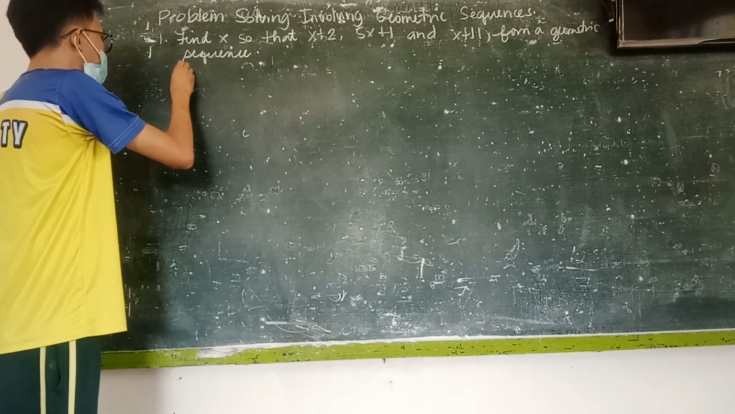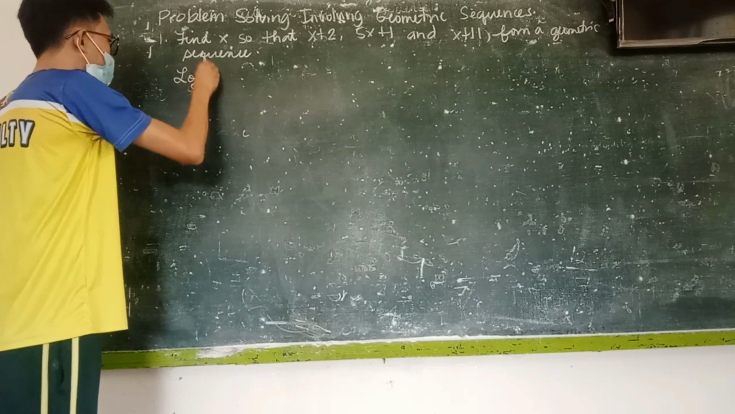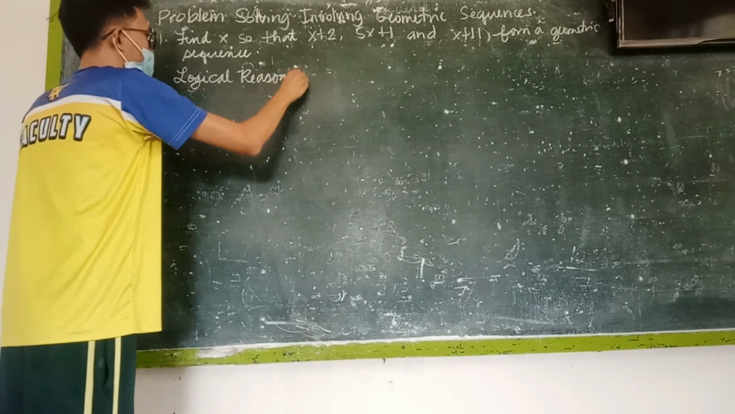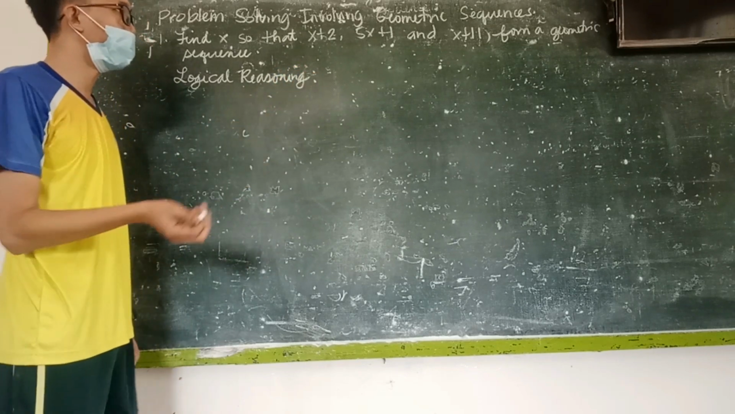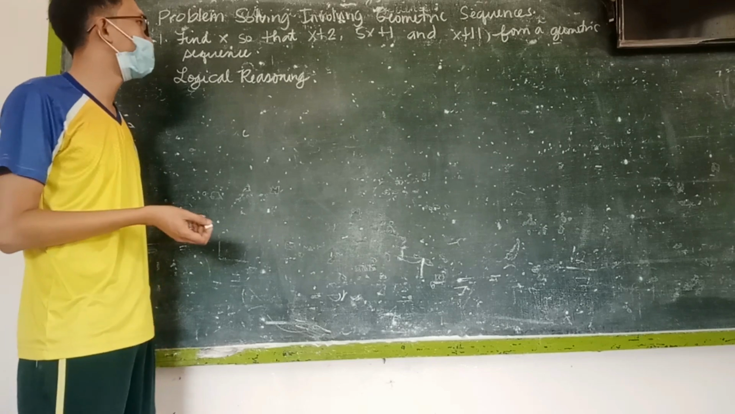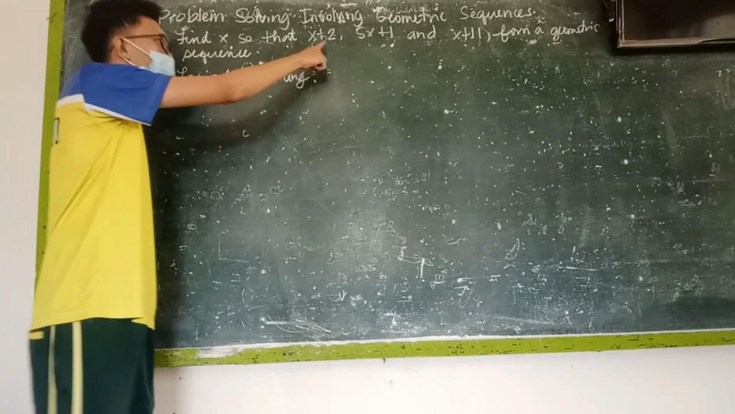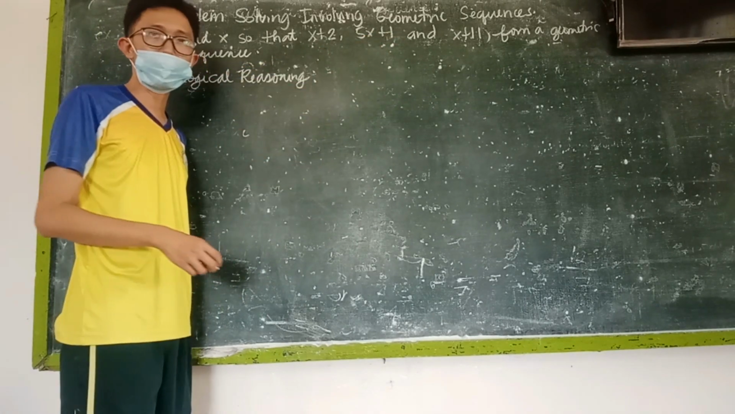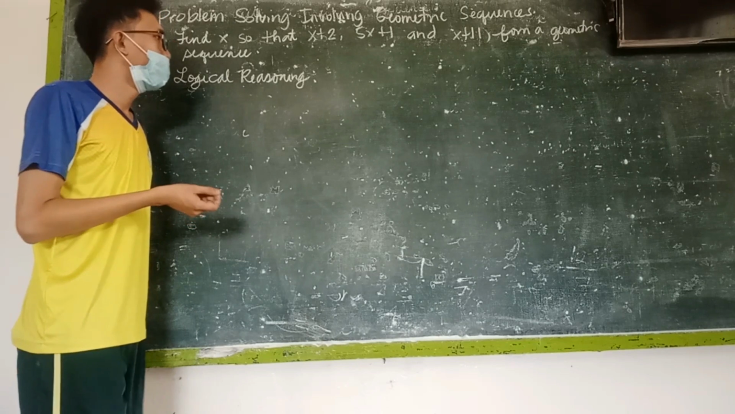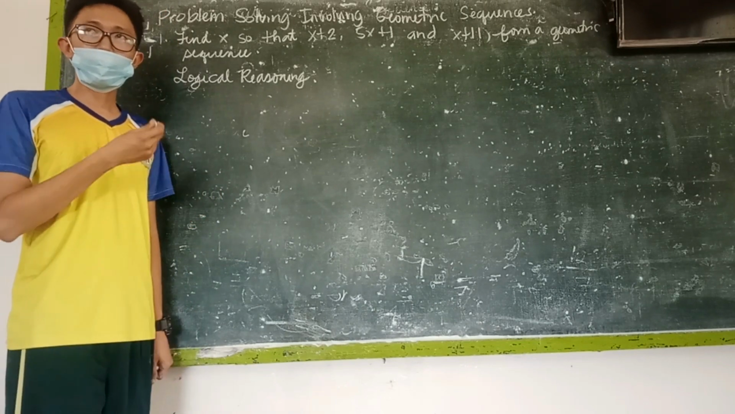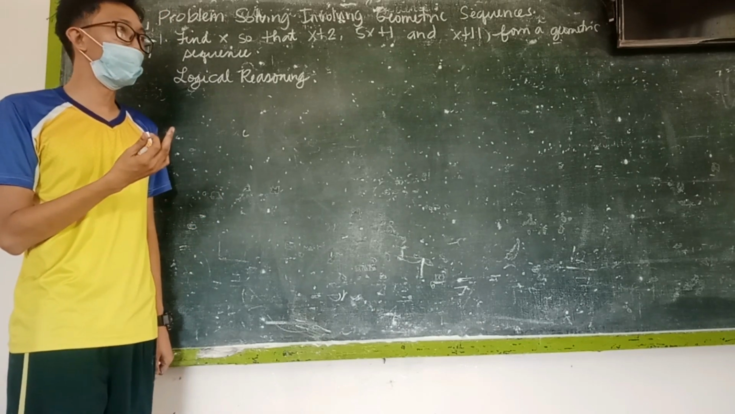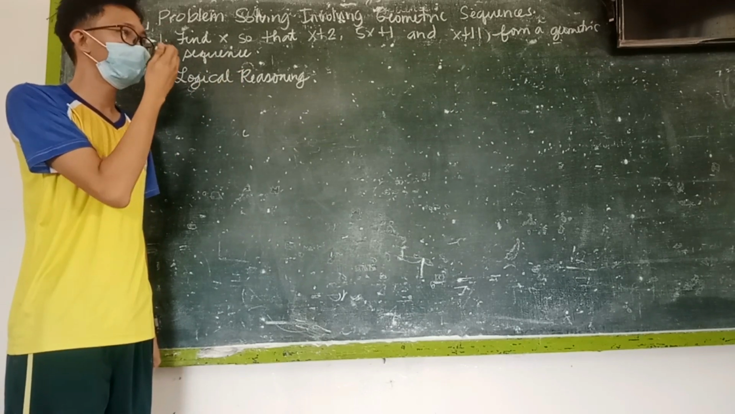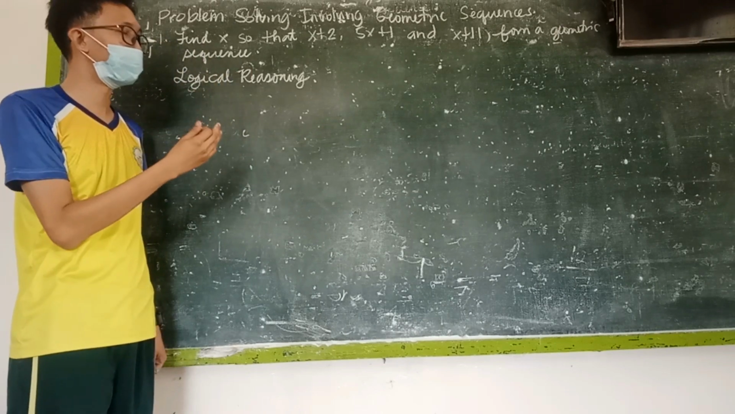So, based on our logical reasoning, pag sinabi natin mag-form ang tatlong terms ng geometric sequence, so ibig sabihin, we will assume that x plus 2 is our first term, 5x plus 1 is our second term, and x plus 11 is equal to third term. Kung sa arithmetic sequence, sinasubtract natin yung second term sa first term at saka third term sa second term.